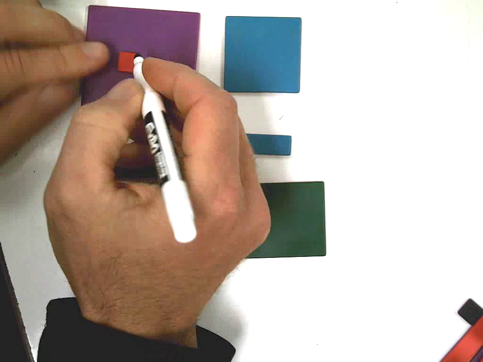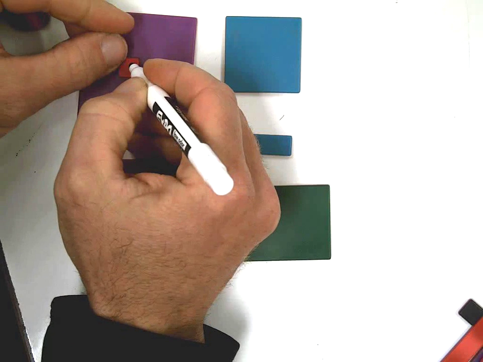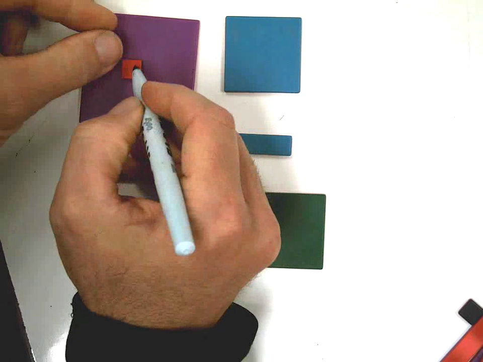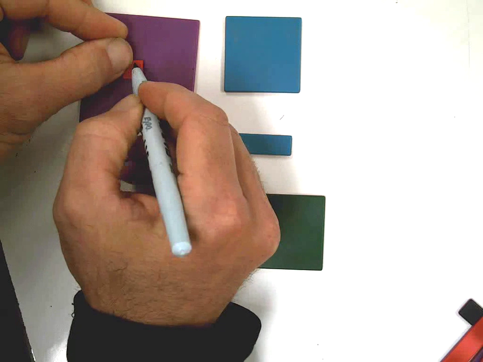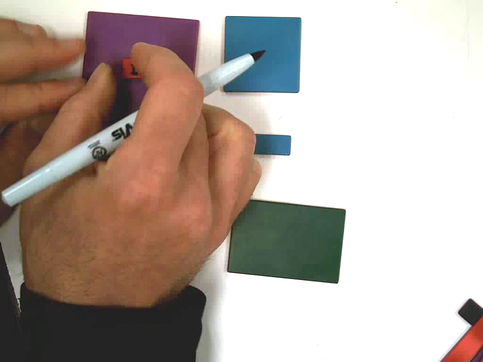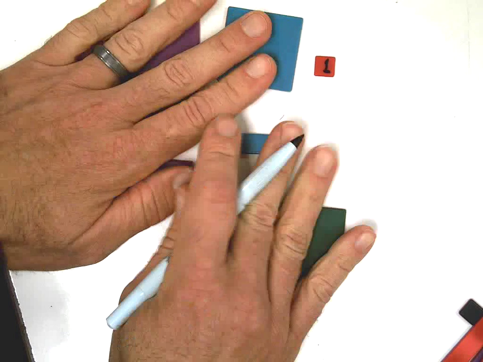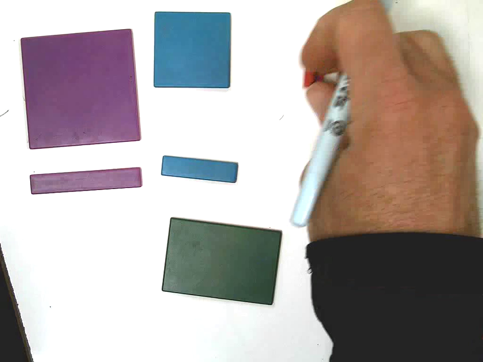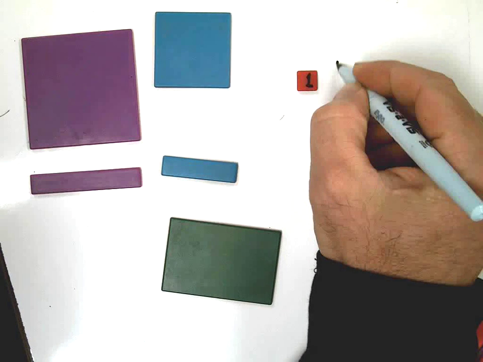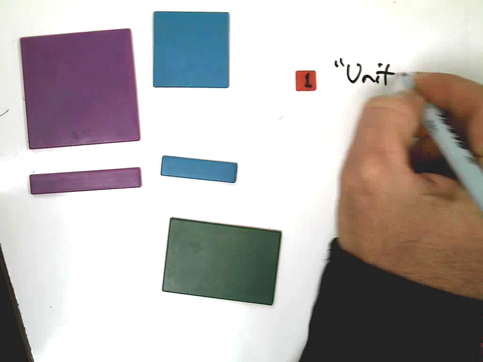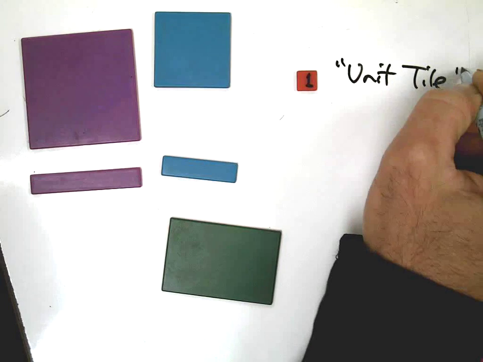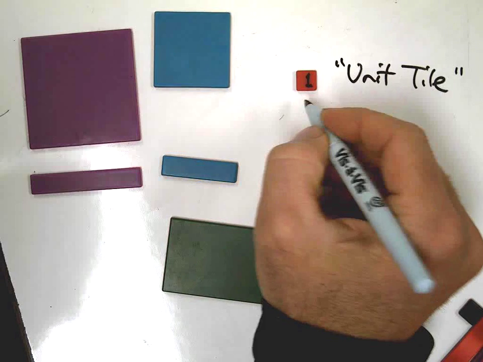Now, first of all, let's start with the little guy, and I'm going to flip it over so I can actually write on it. Don't do this in class, please. This is for instructional purposes only. But this little guy is called a 1, and the reason it's named that, it's called a unit tile, or a 1, okay?